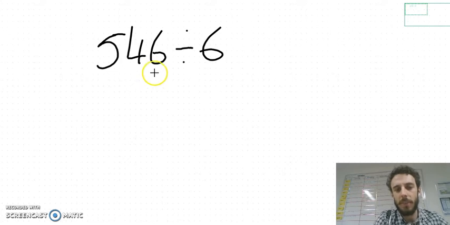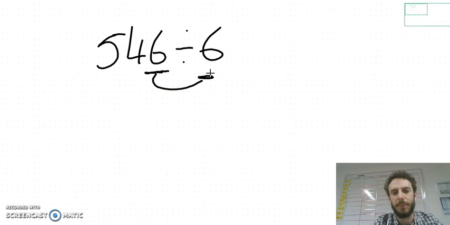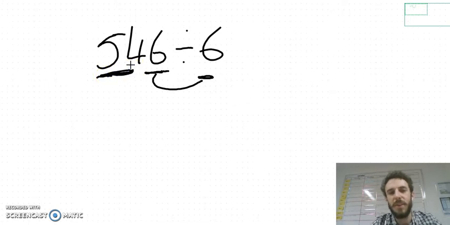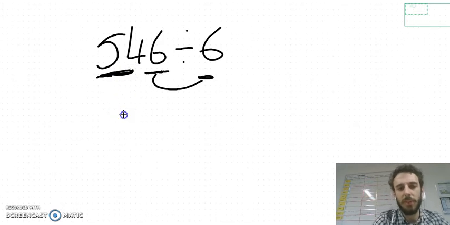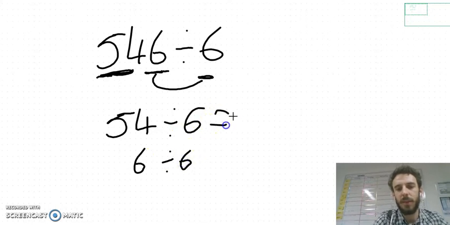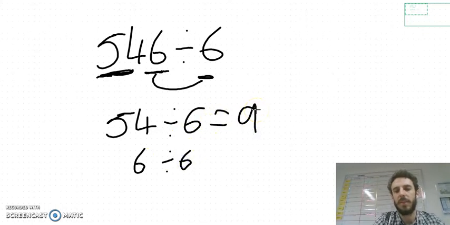So straight away I can see my ones column is going to go super easily. 6 will be able to divide by 6 very simply. And if I look at what's left, I've got 5 in my hundreds, 4 in my tens, so I know that that number is 54 tens. 54 will divide by 6 very nicely. I'm thinking of my 9 times tables there. So I can set it out like this. 54 divided by 6 and 6 divided by 6. 54 divided by 6 is going to be 9 because 9 times 6 is 54. And 6 divided by 6 is going to be 1.